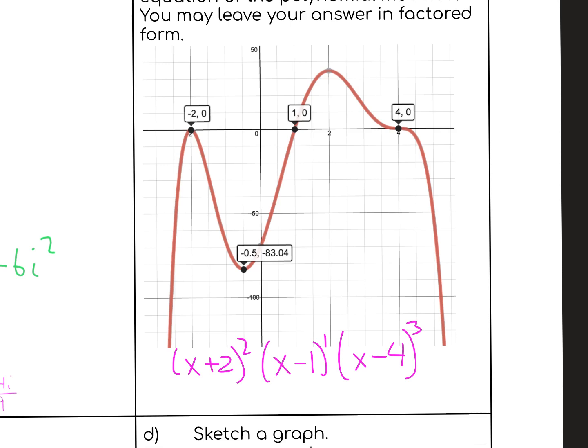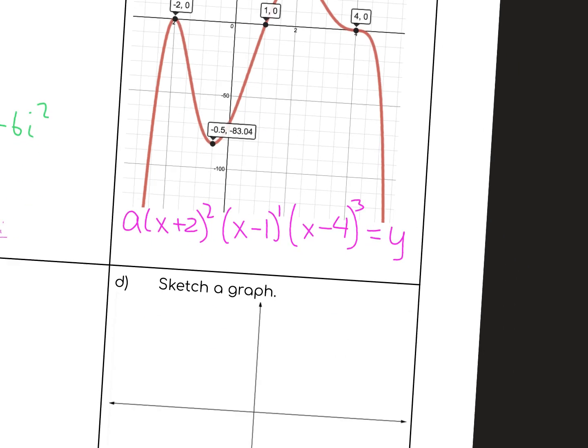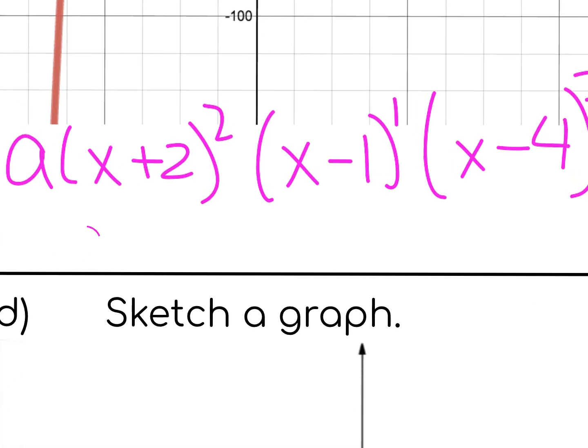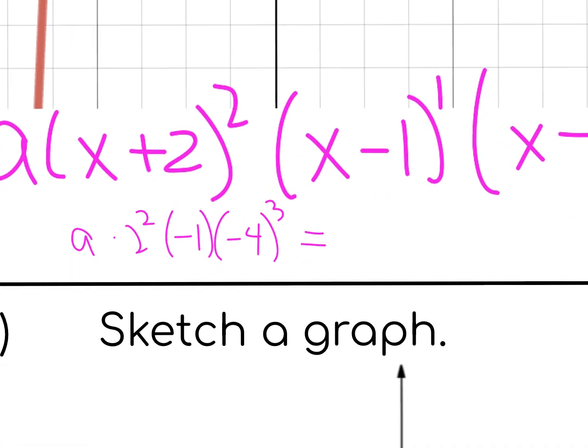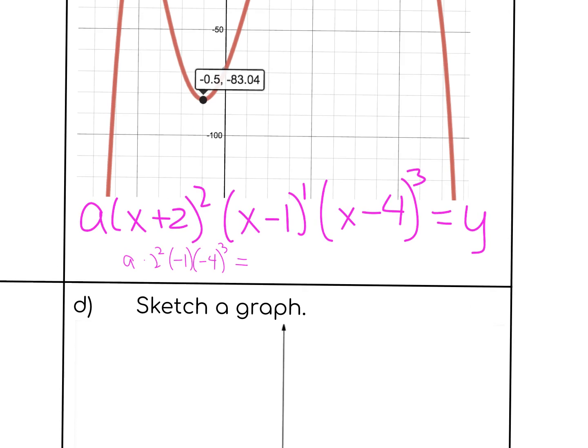Now I just have to do a calculation here. If I plug in 0 for x, then I'm going to have 2 squared, which is 4, times negative 1 times negative 4 cubed, which is negative 64. I'm going to write this down because it might be confusing. So a times 2 squared times negative 1 times negative 4 cubed is going to be, I forget what the number is, 83.04. Oh, not 0, not 0. I got tricked. I didn't get tricked, I just didn't pay attention.